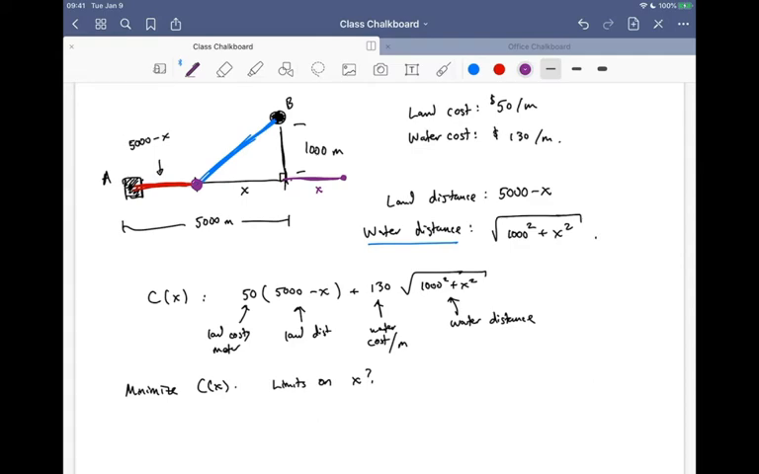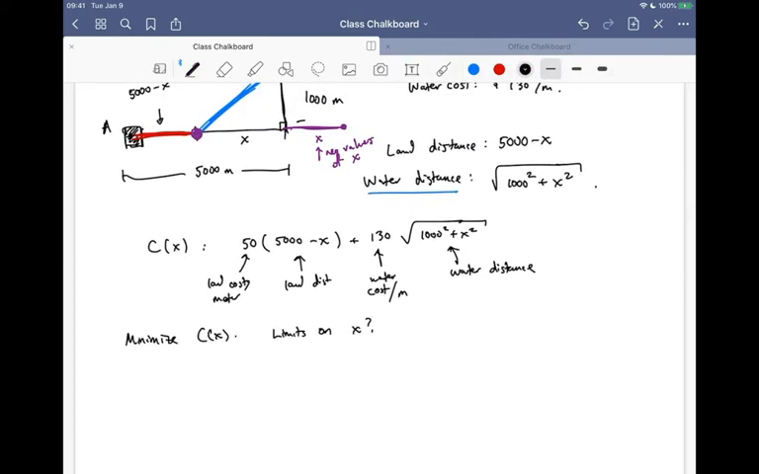And so what I'll do is think of negative values of X in this situation, meaning that I go to the right of that perpendicular point rather than to the left of the perpendicular point. And that would make, as Willie is suggesting, the total land distance of the red piece of the figure be greater than 5,000. Okay.